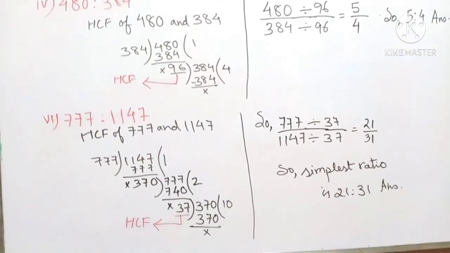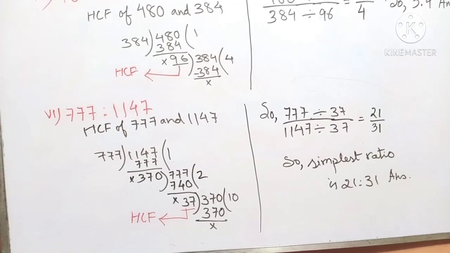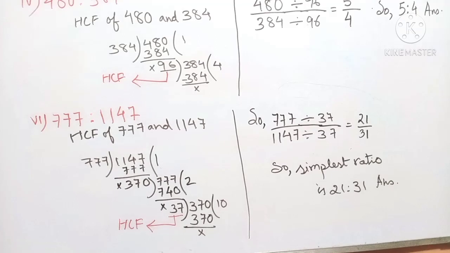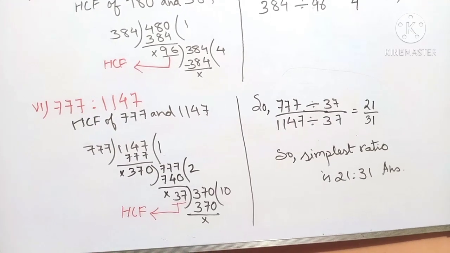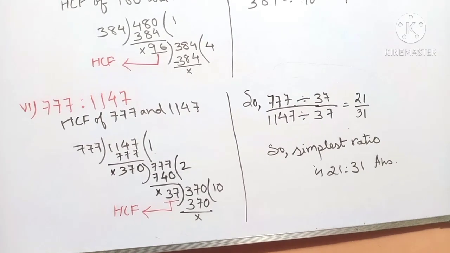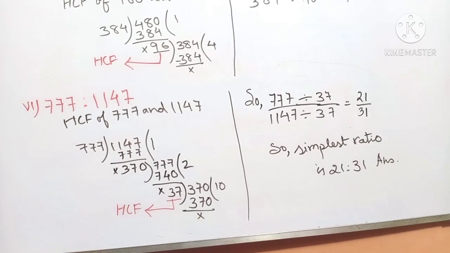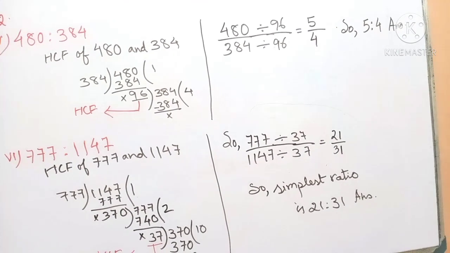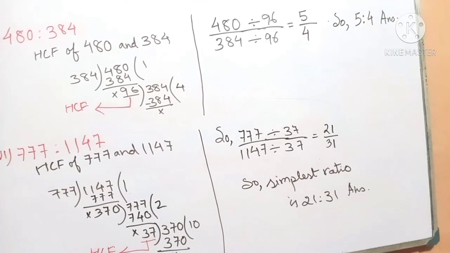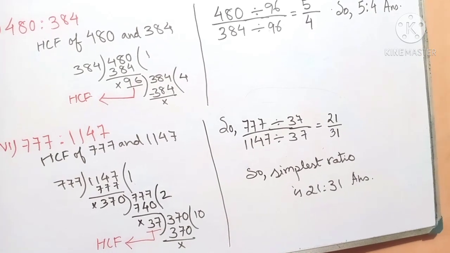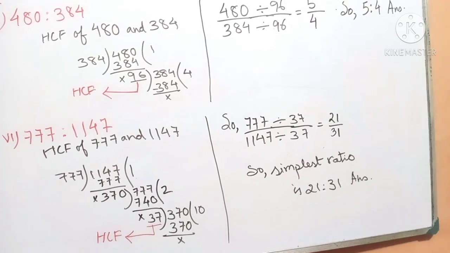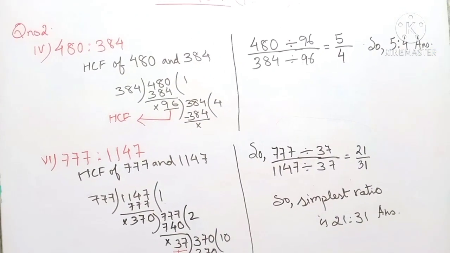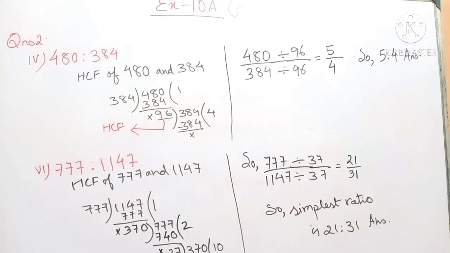Now come to question number 6. 777 is to 1147. So again we are taking out the HCF of 777 and 1147. What we see? What is our HCF? Our HCF is coming to be 37. So dividing both the numerator 777 and the denominator 1147 each by 37, we get 21 by 31. So our simplest ratio is 21:31. So class, in this question I am doing only 2 questions. Rest of the questions you will do as homework.